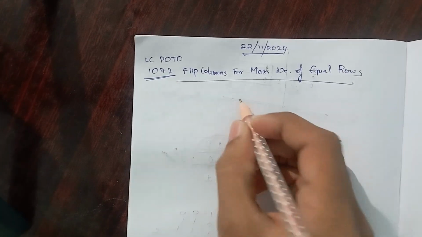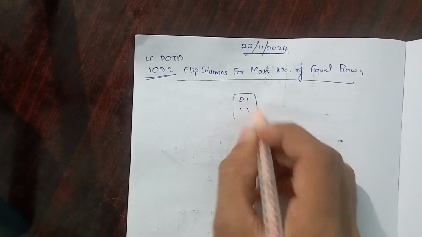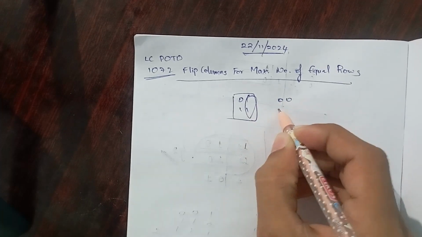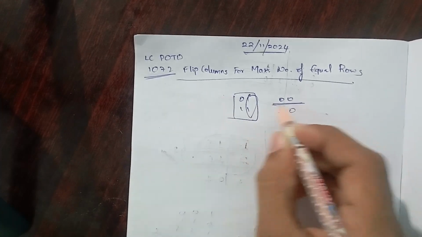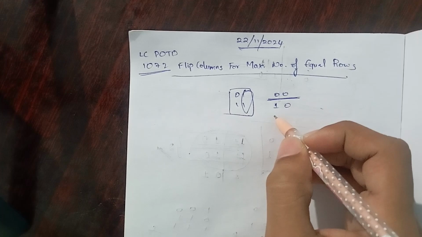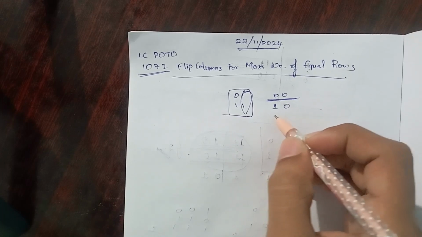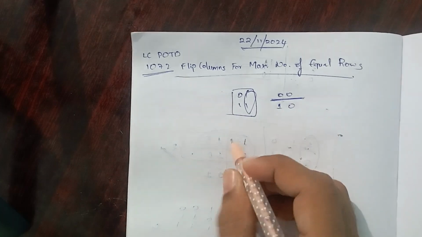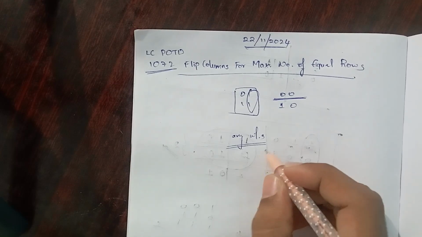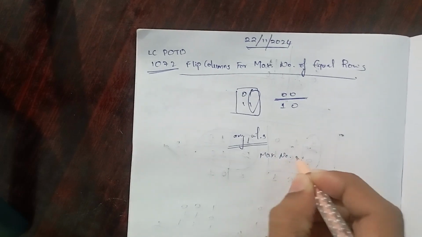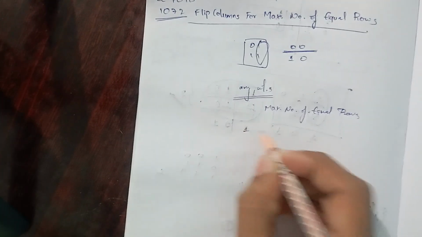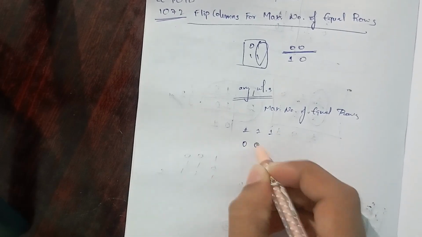So here we are given examples like 0, 1, 1, 1. If we flip the second column, we will be having one equal row. That means we need to flip any number of columns. We are not going with minimum or maximum. So we need to flip any number of columns and find the maximum number of equal rows. So how does an equal row look? It will have all ones or all zeros.